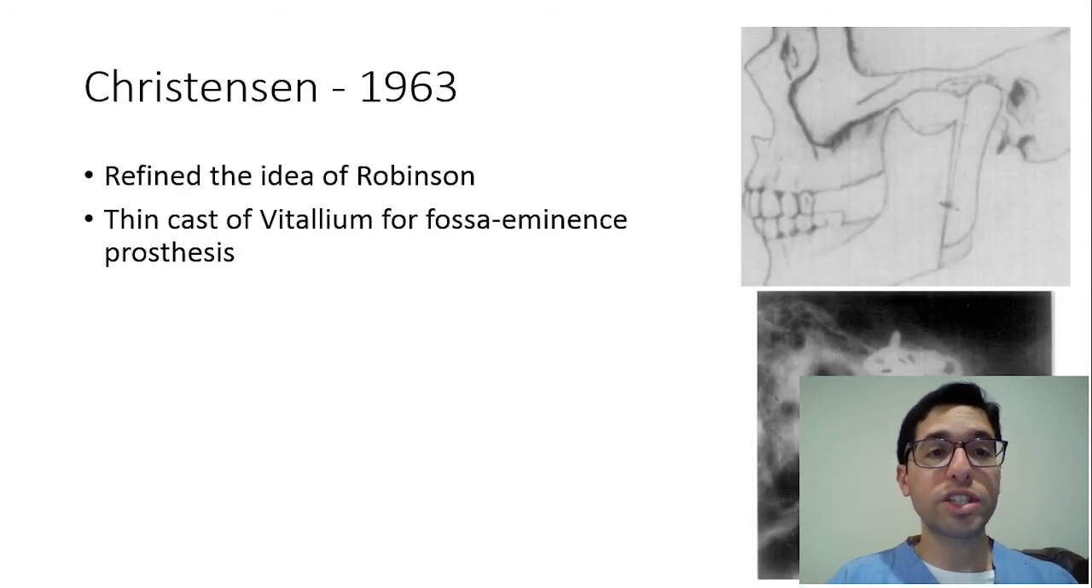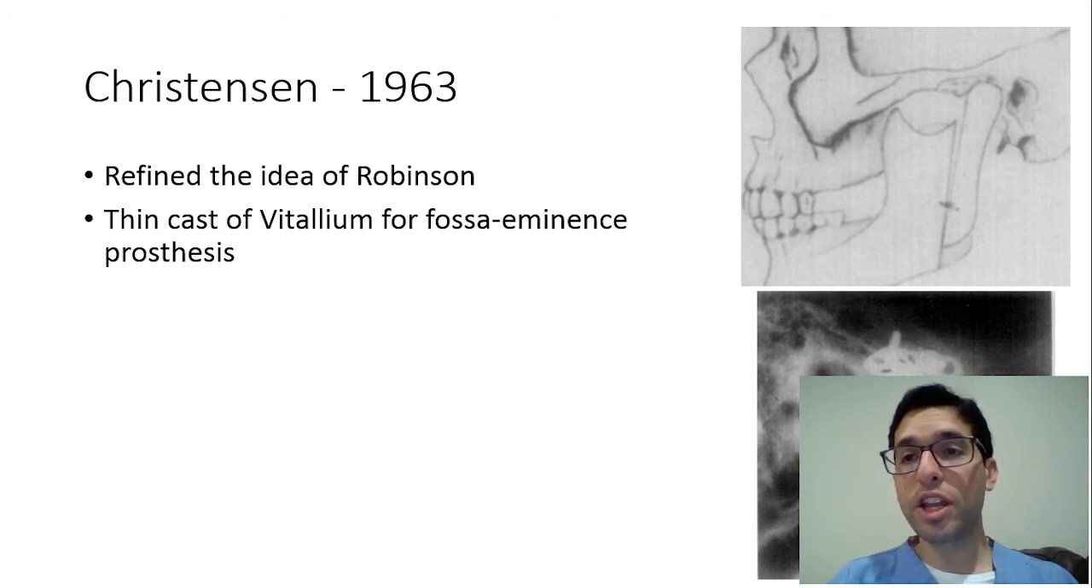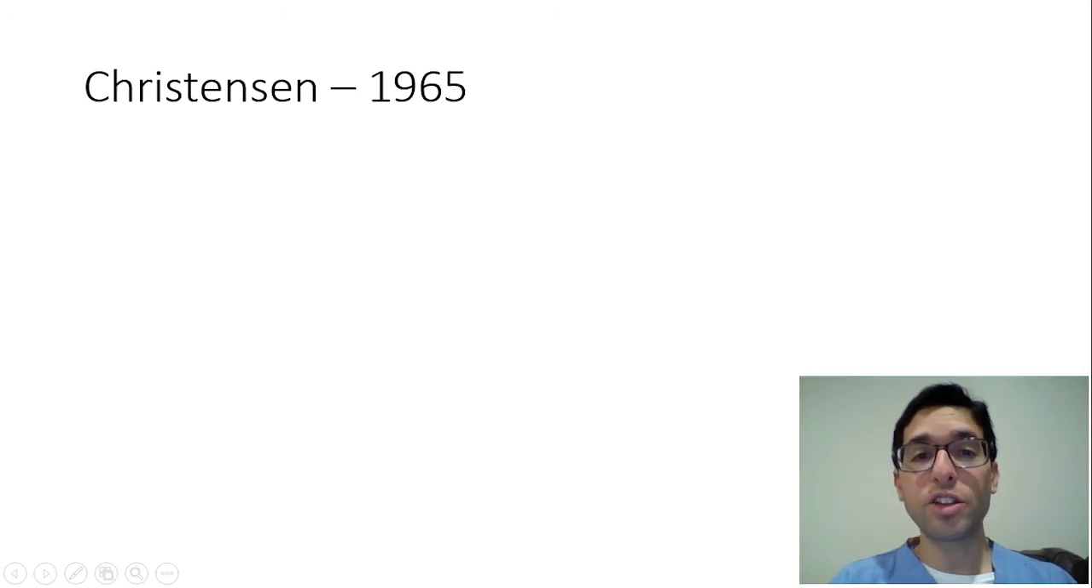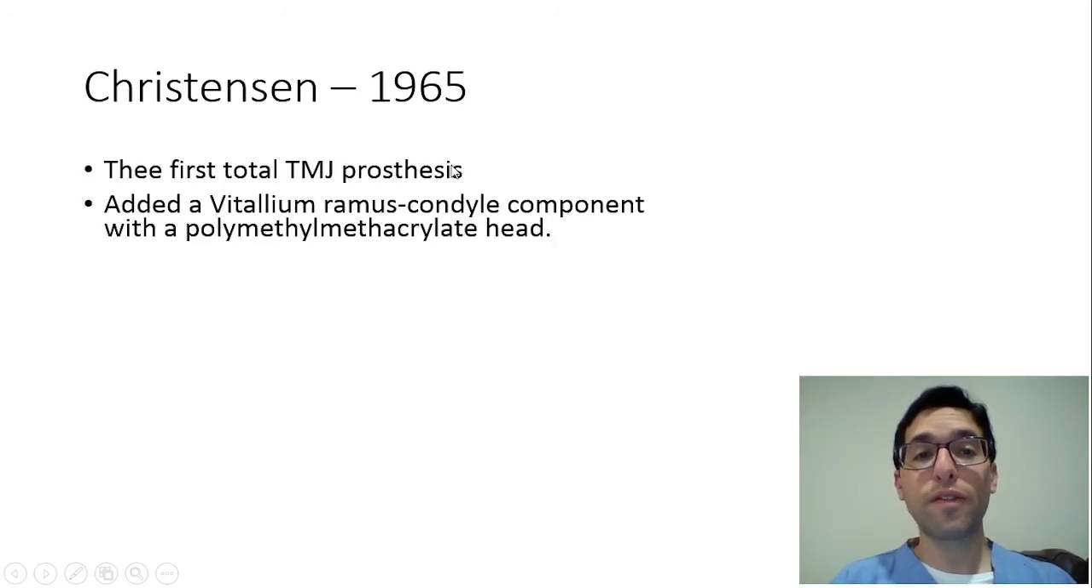Finally, we get to Christensen in 1963. He creates a fossa prosthesis made out of Vitalium. So in '63, he just did the top. You can see over here, this is the fossa prosthesis. And then two years later, he actually made the first total joint.